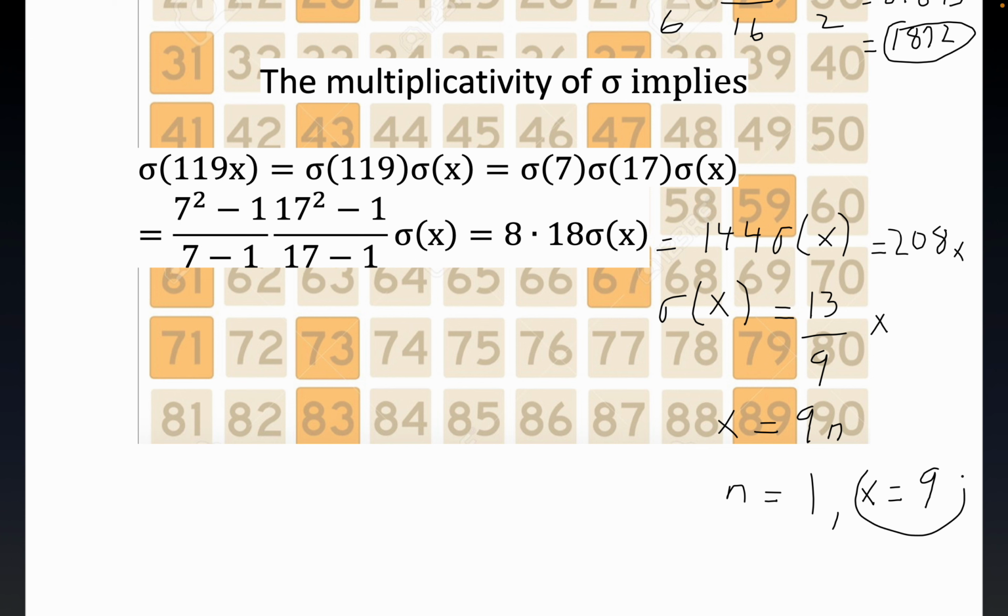I didn't prove it for anything other than 9, but again, you could try it. If n were equal to 2, you would get 18, and you can verify that that doesn't work. n equals 2 would lead to x equal to 18. Again, you check it out yourself, and you'll learn that it doesn't work, and that this is the only one that works.